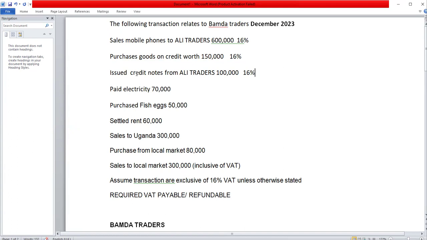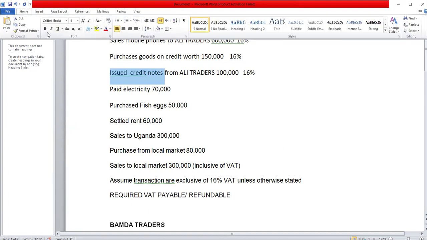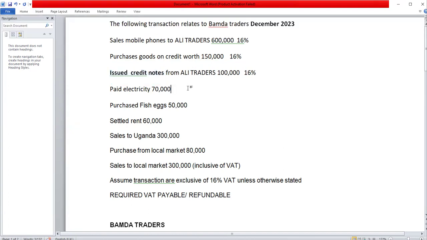Remember, a credit note is going to reduce our sales. So whenever you issue a credit note, it's going to reduce your credit sale. If we had received it, it would have affected our input tax, but this one is going to affect our output tax because we are the ones who issued. Paid electricity, this is going to be 16%. Purchase fixed assets, this is exempt. So this is not vatable, it is exempt. Fixed assets are exempt. Rent 60,000, this is 16%.